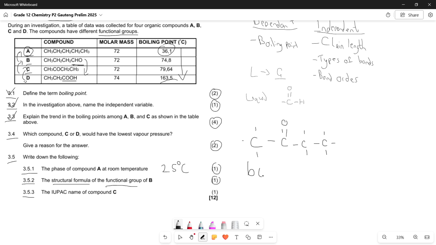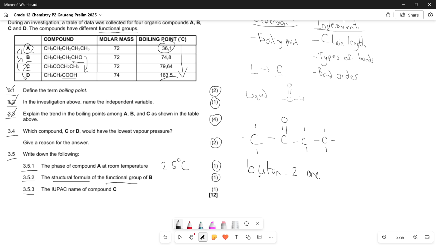So then we have butan 2-one, and we can't just say but 2-one. We always need the "an" over here, otherwise we won't get the marks. So butan 2-one will earn us 1 mark over there and 12 marks for this whole section.